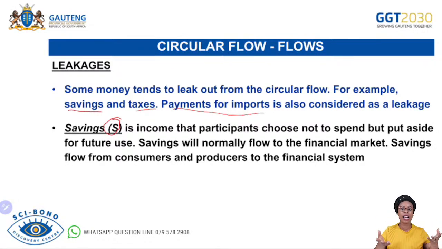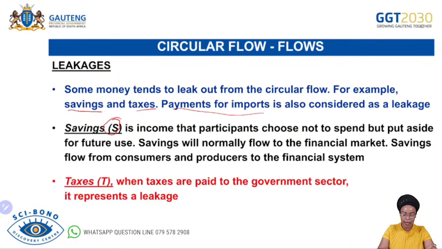If you are earning 10,000 per month and you decide to spend only 5,000, then the remaining 5,000 which is not spent will be saved. Okay, and where will it be saved? At the financial market. And then as we buy goods, we also pay tax. As we receive salaries and wages, profits, etc., we also pay tax. So tax is a leakage. You will familiarize yourself with the letter T.